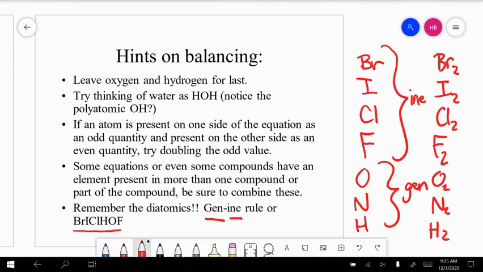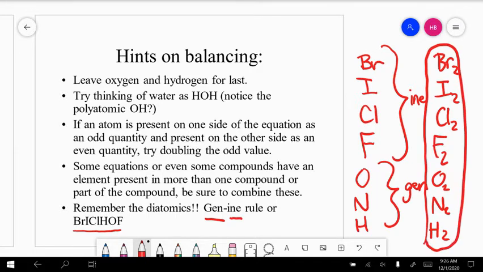Like such. So these molecules, if you see them written as words, are going to come in pairs. So when you see bromine liquid, you say Br2. Iodine solid is I2. Chlorine gas is Cl2, so on and so forth.